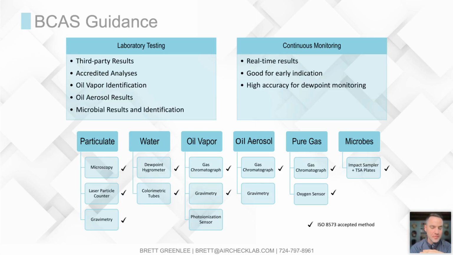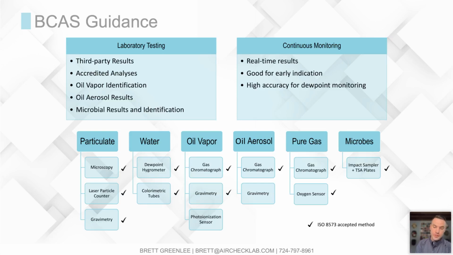But the particles, the way we can monitor for particles is through microscopy, which is, for those of you that don't know, looking through a microscope and counting particles. You can also use a laser particle counter, also accepted by ISO 8573, or gravimetry, which is weighing those filters in and out. For water, we can use dew point hygrometers. That would be part of that continuous monitoring, but they do have handheld ones that will allow you to check your dew point live and in your hand, and then move on to the next one.